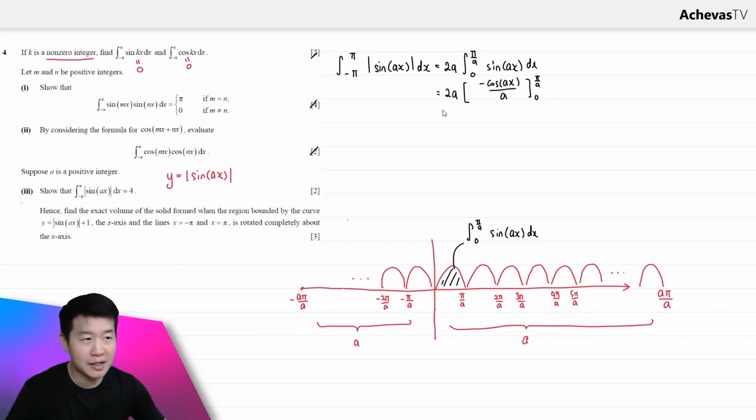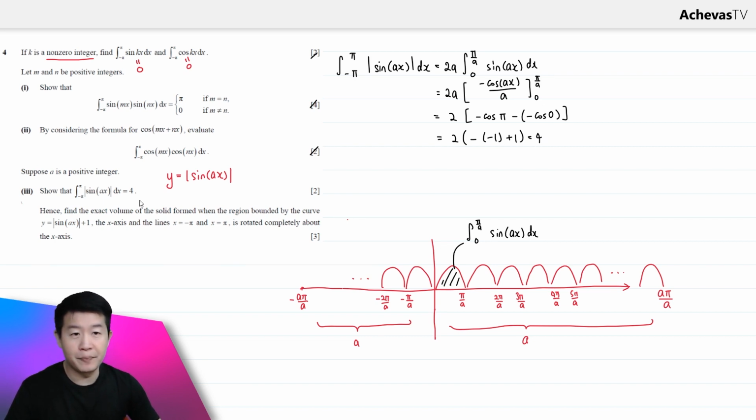So 2a multiplied by this, a I can take out, so it will be 2 times of, here we have minus cosine of pi, then minus cosine of this is 0. So this is going to be 2 of minus 1 plus 1. You will get a 4.